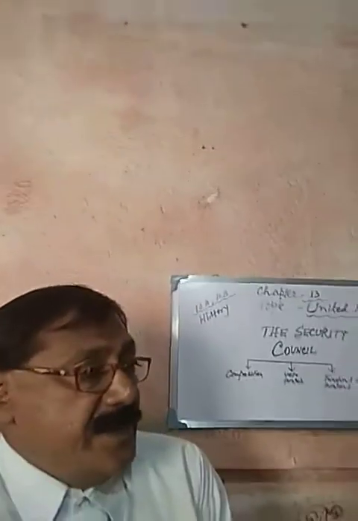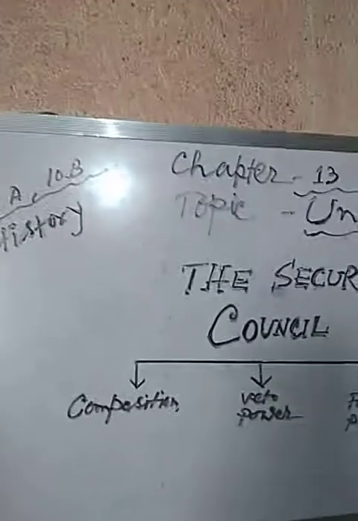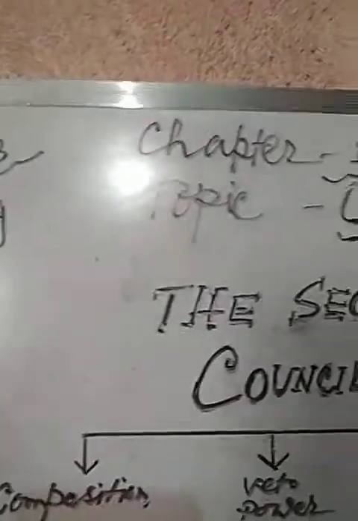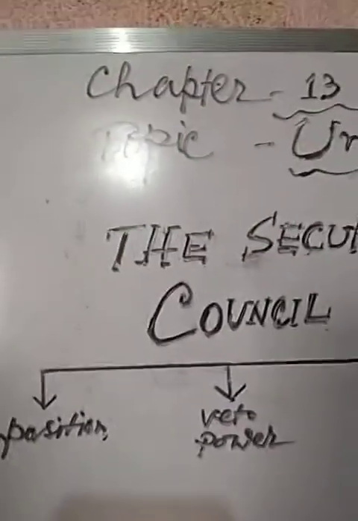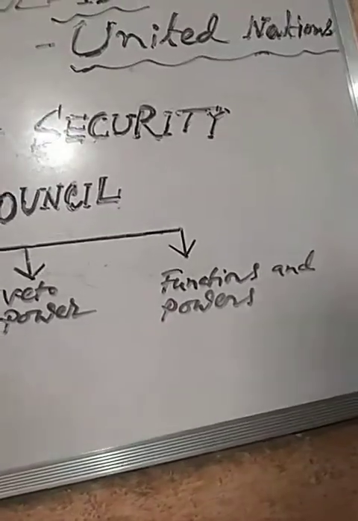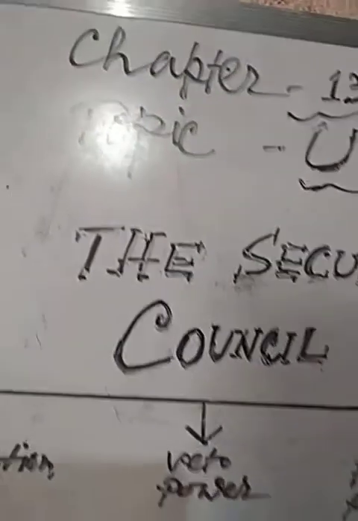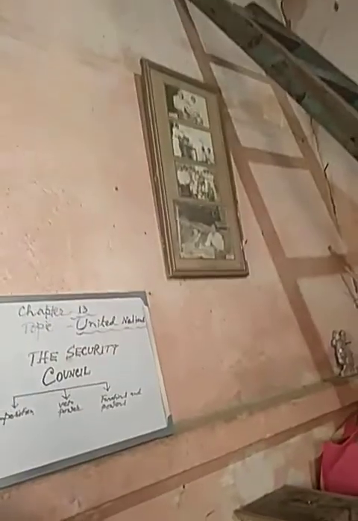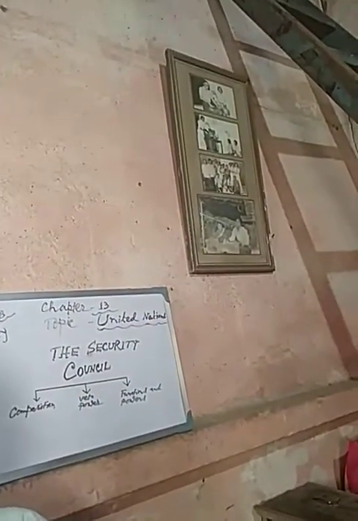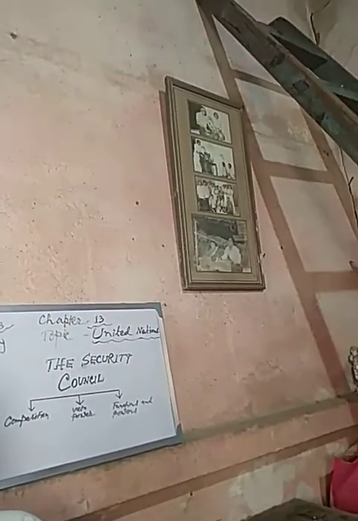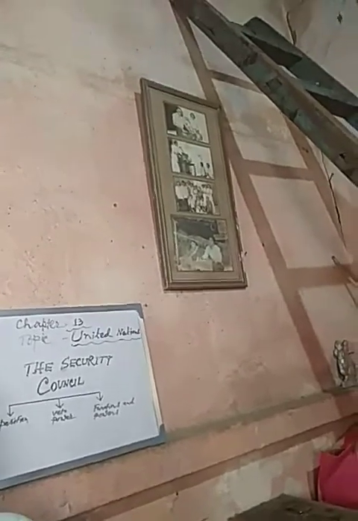Today's points are as mentioned on the board. First point, composition of the Security Council. Second, veto power of the Security Council, and functions and powers of the Security Council. Initially, we have to learn about the definition of the Security Council, the concept of the Security Council.